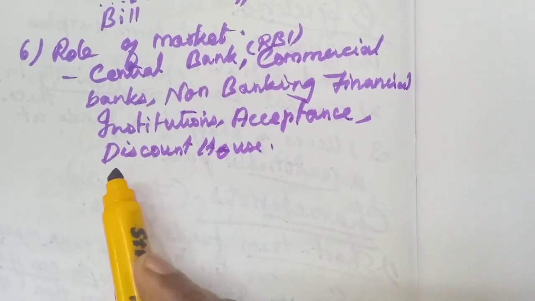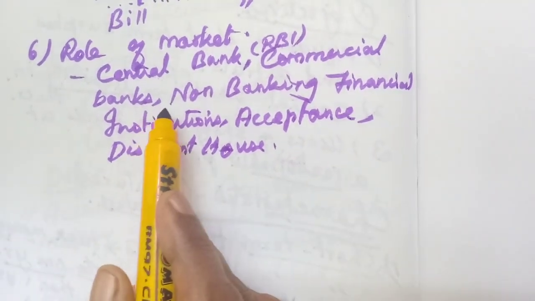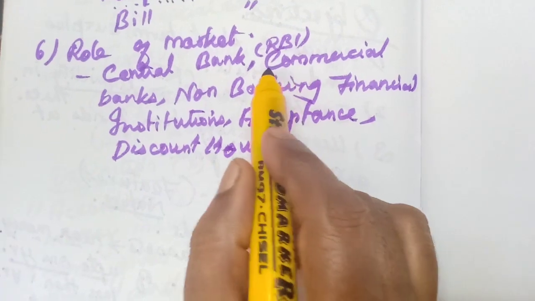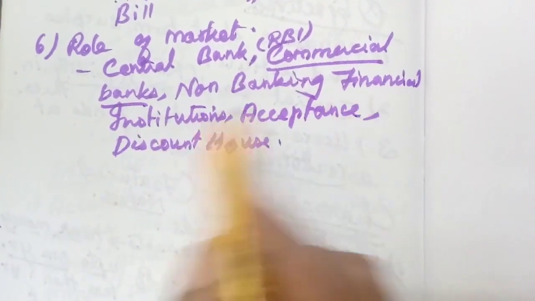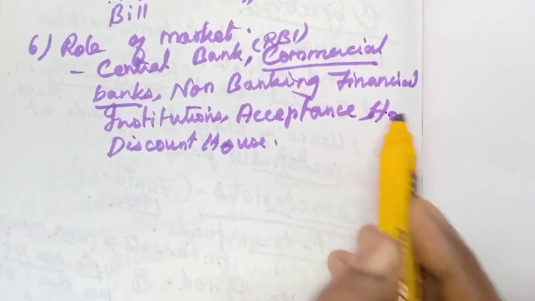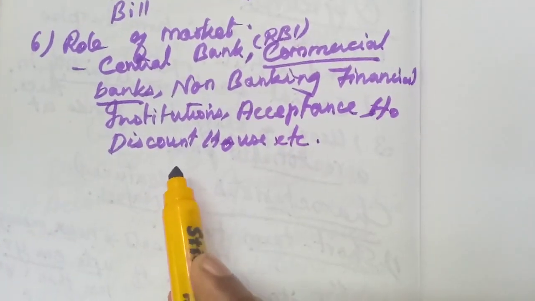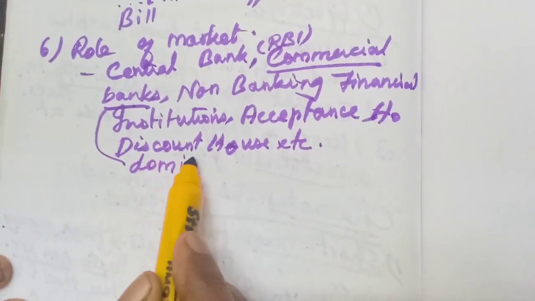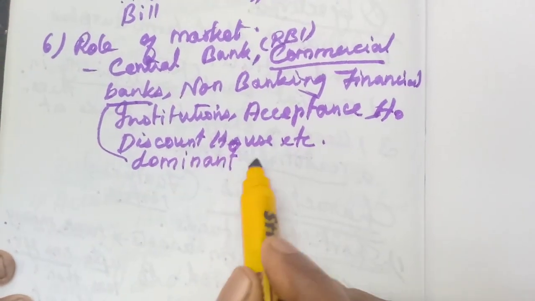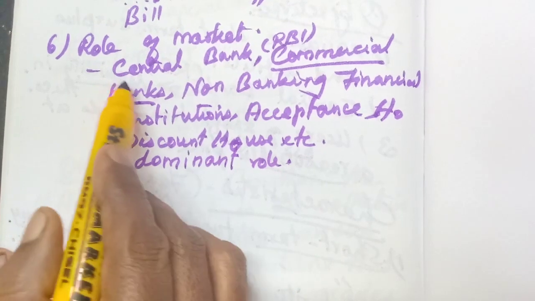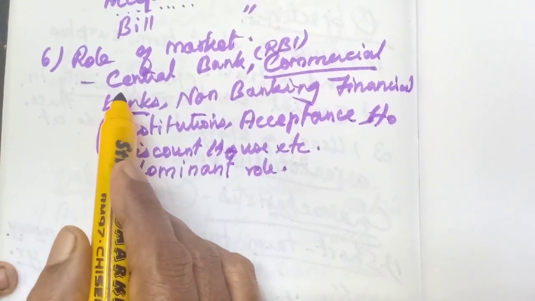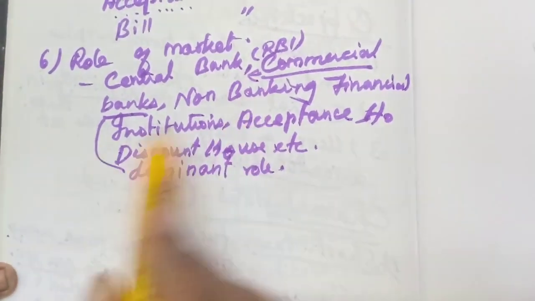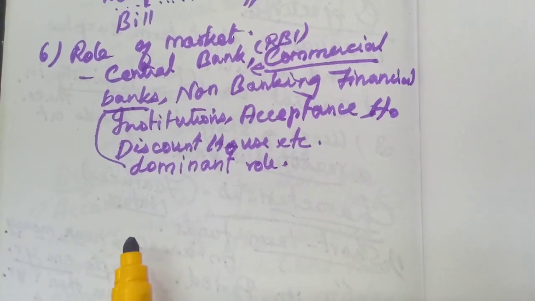So many institutions play a role in the money market. Who are they? Not markets, the banks, isn't it? Central bank first, then commercial banks, then non-banking financial institutions, acceptance house, discount house, etc. Here, the commercial banks play the dominant, the main role. The commercial banks may get their suggestions, regulations, norms, conditions, everything from the central government, but who plays the main role? The commercial banks. Understood? That is the role of market.